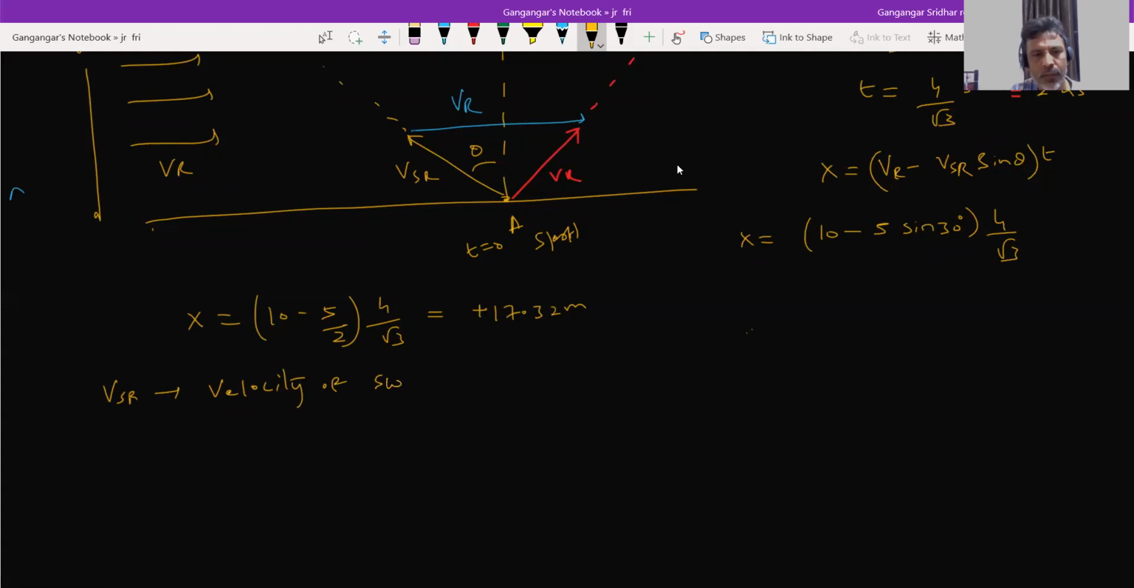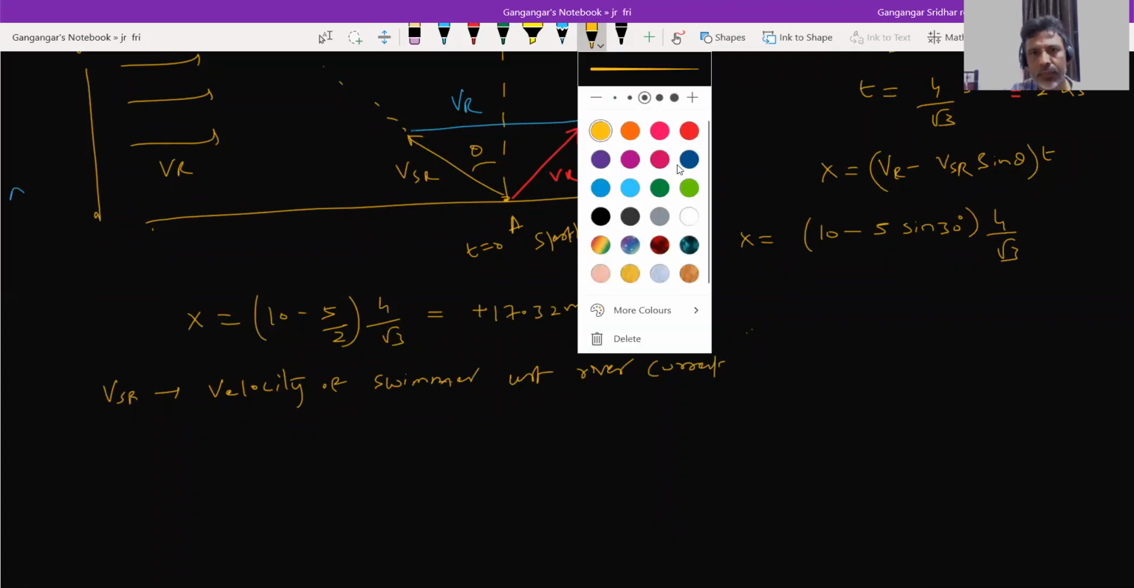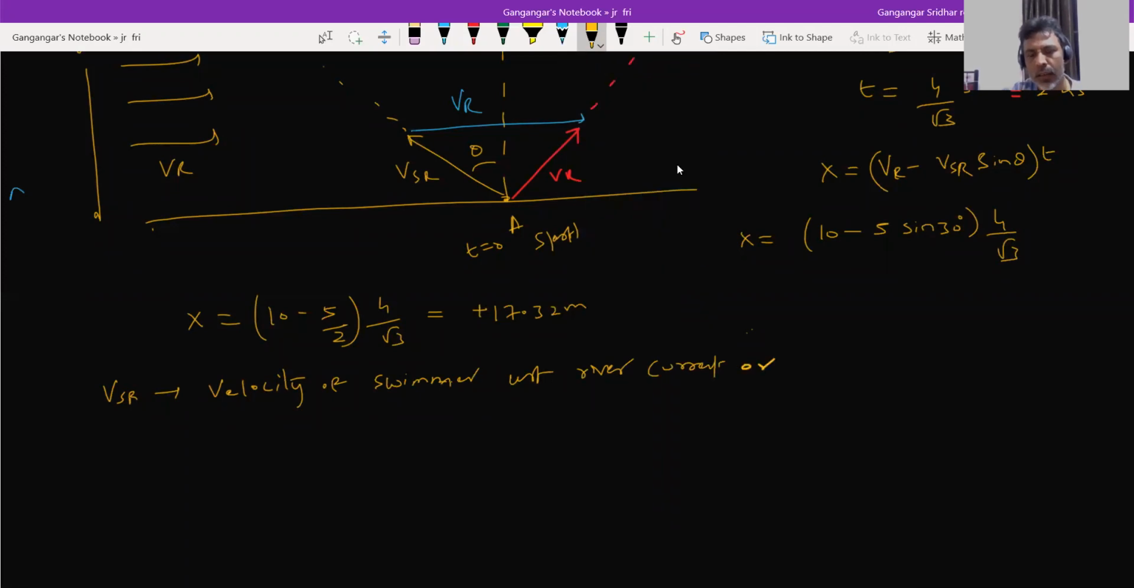Velocity of swimmer with respect to river current, or with respect to still water. Both are same. This will really trouble you a lot. Sir, how come still you are bringing this? Is it possible for the river to be still? No, not there. So what do you mean by still here?